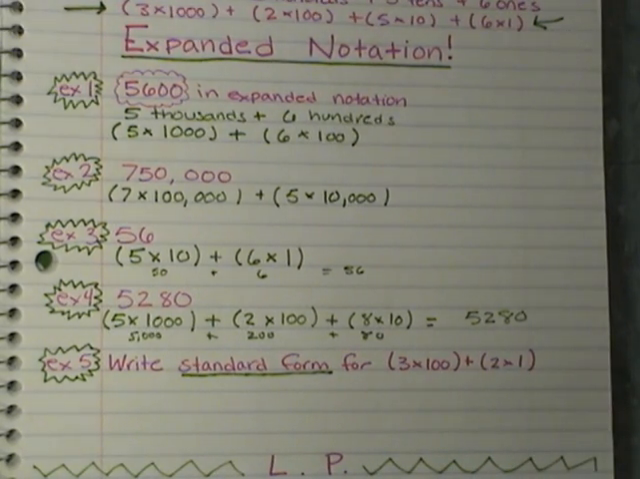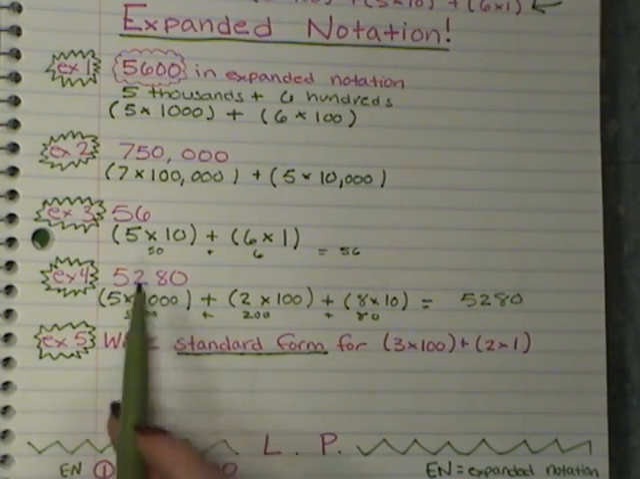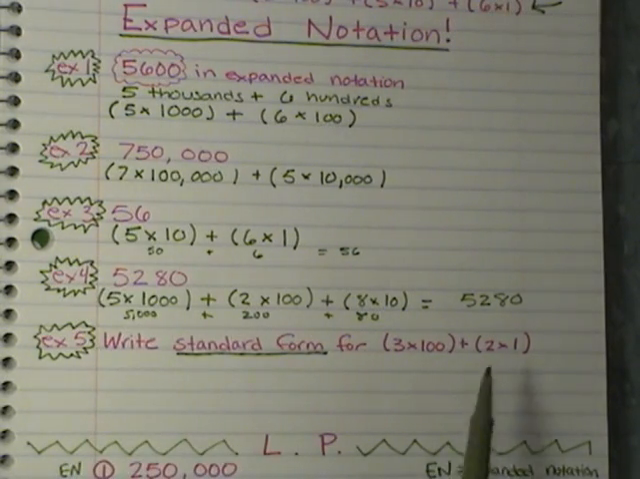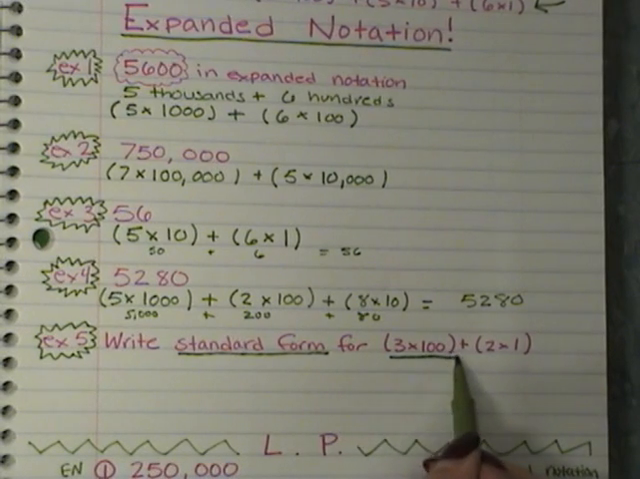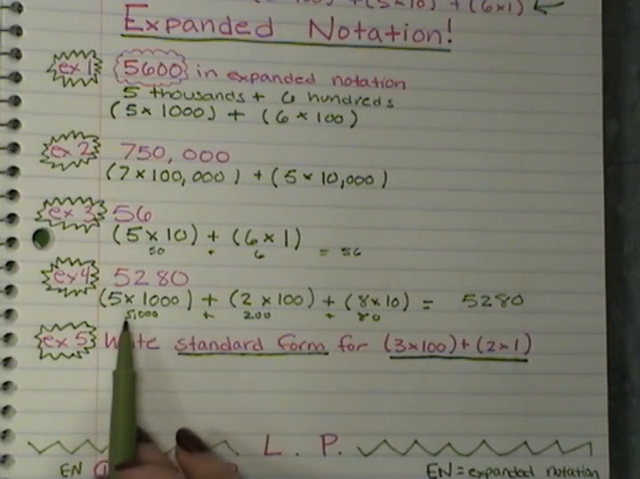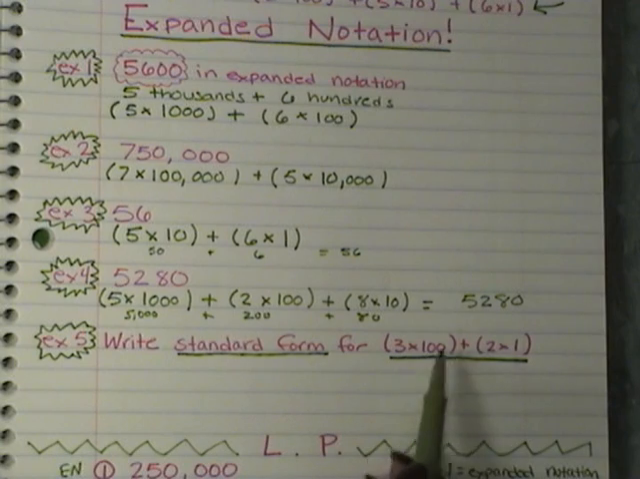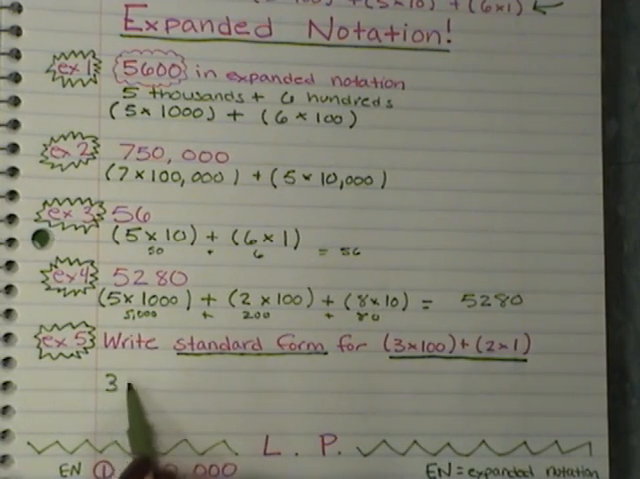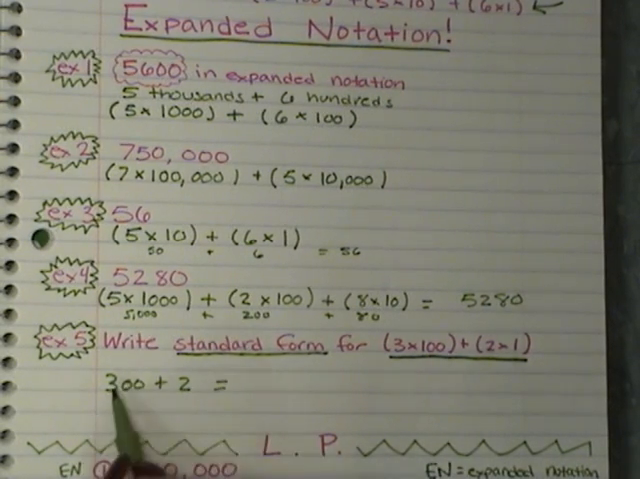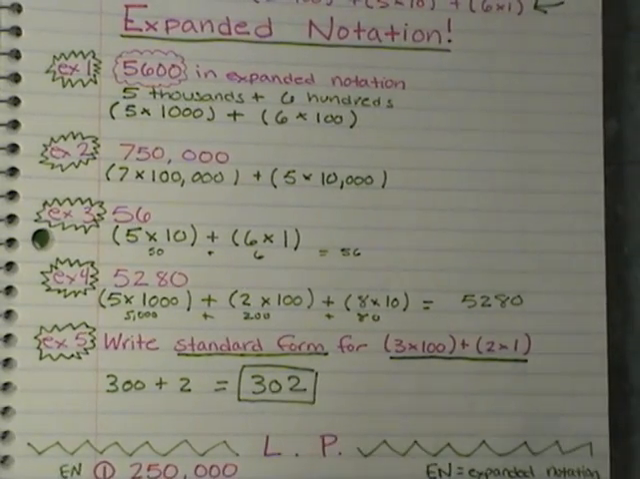Alright, the next example says write in standard form. Standard form is just your number, like 5,280, 56, 750,000. If you look here, we have an expanded notation, and we just want to write it in standard form, which is what we've been doing underneath here. If I take 3 times 100, I get 300, plus 2 times 1, which is 2. If you add those together, you get 302. So this is your standard form.